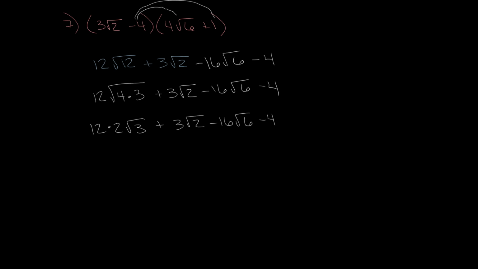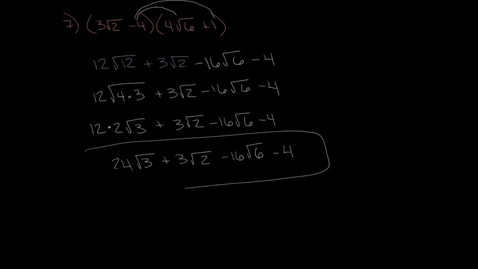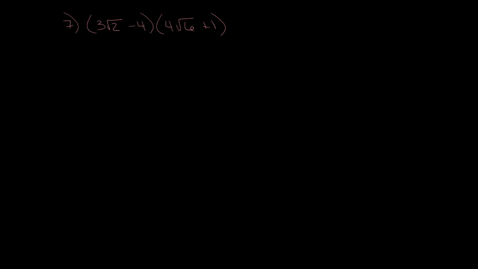When I do that, 12 times 2 is 24. And then I'm just going to leave all of this as it is because I can't combine any like terms because all the radicands are different.